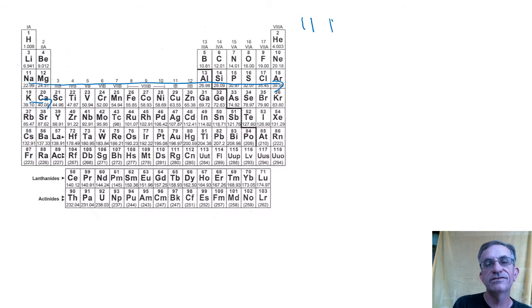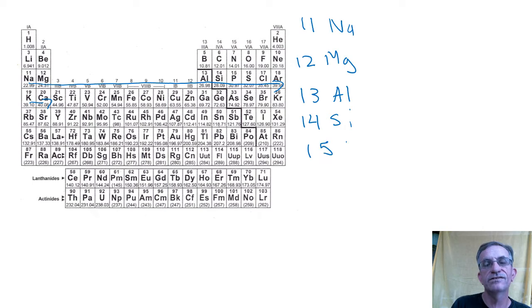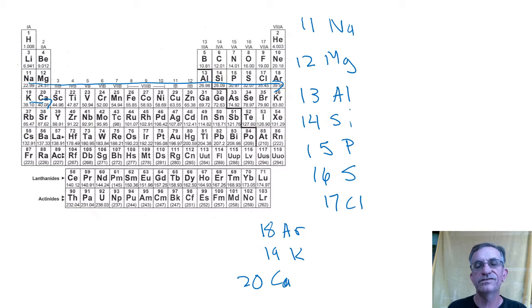So 11, when you see Na, what does that stand for? 12, when you see Mg? 13, Al? 14, Si? 15, P? 16, S? 17, Cl? 18, what is Ar? And our last 2, 19 is K and 20 is Ca.